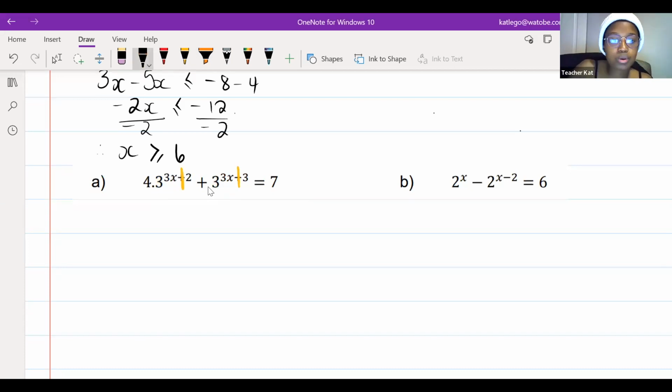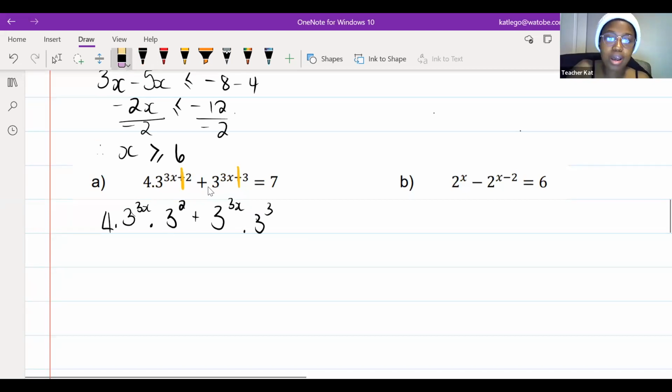We're gonna use the first law of exponent backwards. Okay, so it's gonna be 4 times 3 to the power of 3x times 3 to the power of 2 plus 3 to the power of 3x times 3 cubed. For everyone who's confused about what just happened now, I use the first law of exponent going backwards.